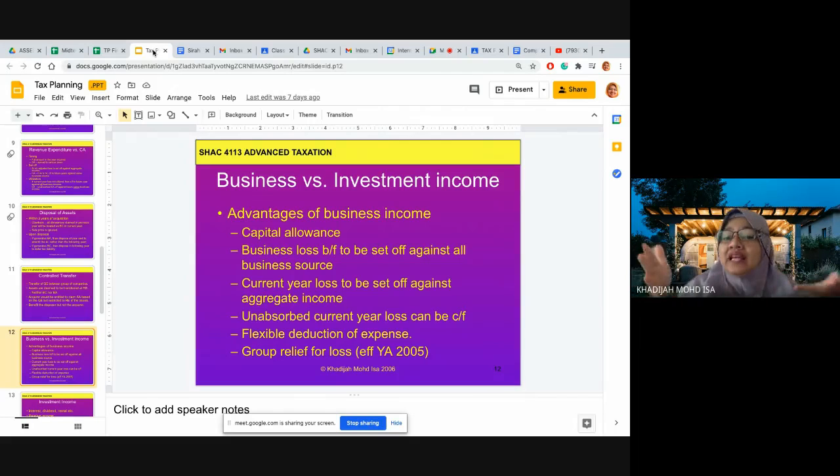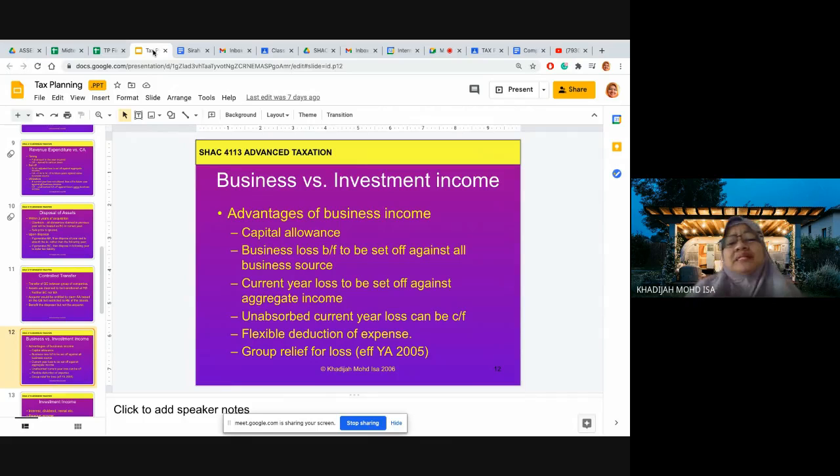So you look at the advantages of having business rental income assessed under section 4A. For example, when you assess under section 4A, any capex you incurred for the property, you can claim capital allowance. And if there is an adjusted loss, the loss can be used to set off against all business sources, for example in this case against your aggregate income. If the current year loss is not fully utilized, you carry forward to next year and set off against aggregate income. You are also available for group relief for business income.